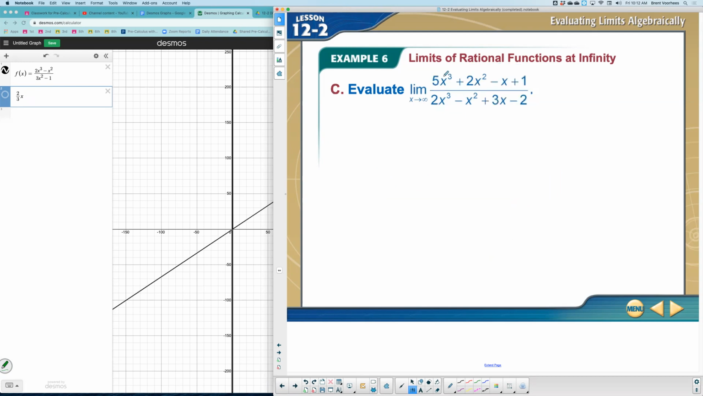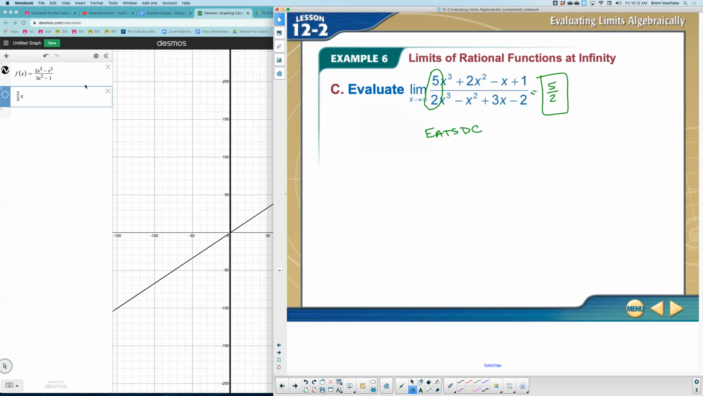So now let's see this one. I'm looking at the leading terms. Here are my leading terms right there. For this one, the exponents are the same, so we'll divide our coefficients. The answer is actually going to be 5/2. So all this would equal 5/2.